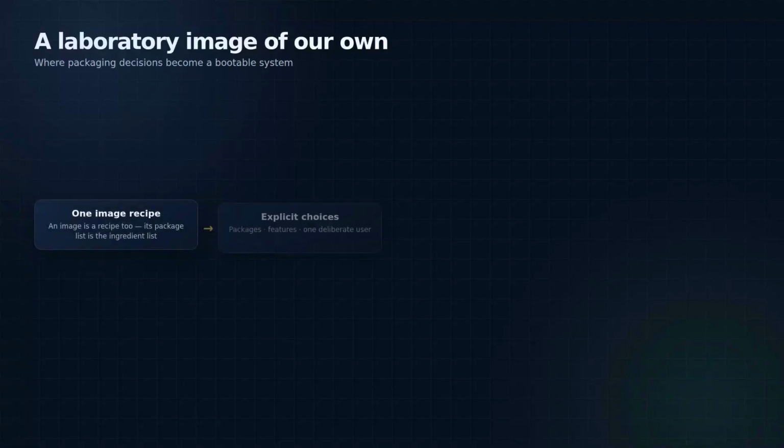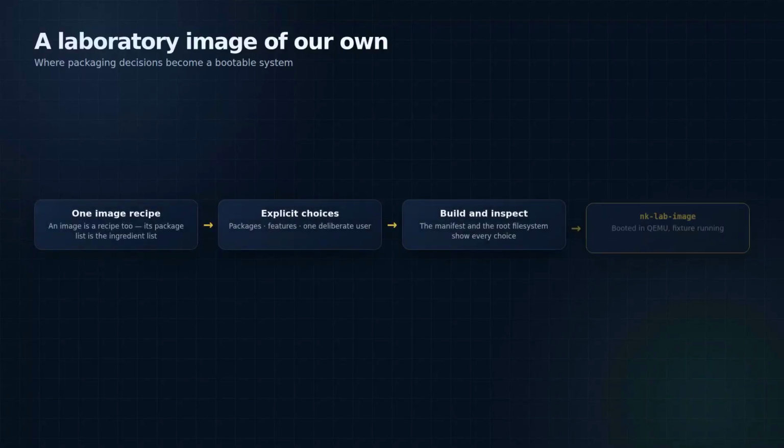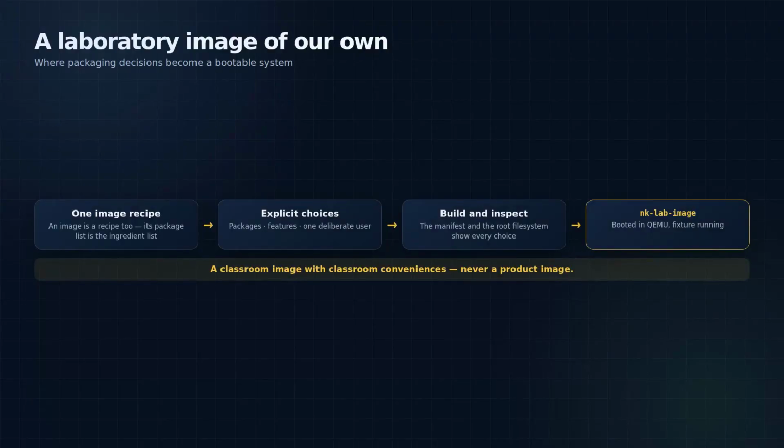Last class produced installable packages and deliberately stopped short of installing them. This class makes the missing decision and makes it the durable way, not by editing someone else's image, but by defining our own. An image in Yocto is just another recipe, one whose ingredient list is the packages it ships. We will write that recipe in our layer, the minimal boot set, our teaching fixture, and one deliberately created user. Then we build it, read the manifest and the root file system it produces, and boot it in the emulator to watch a packaging decision become a running program.